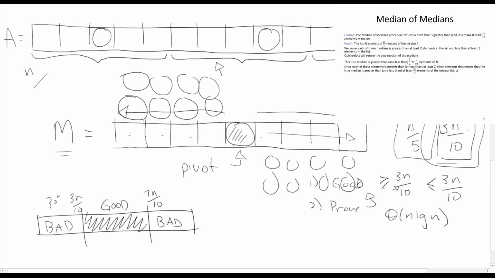We've got 30% out here, we've got 30% out here. That leaves us with 40% in here. That sounds like it's probably going to be good. But it remains for us to prove that it's good, to show that this is indeed n log n. So in order to establish this, I'm going to consider not the quick sort algorithm, but instead the quick select algorithm that we're building here with our median of medians.